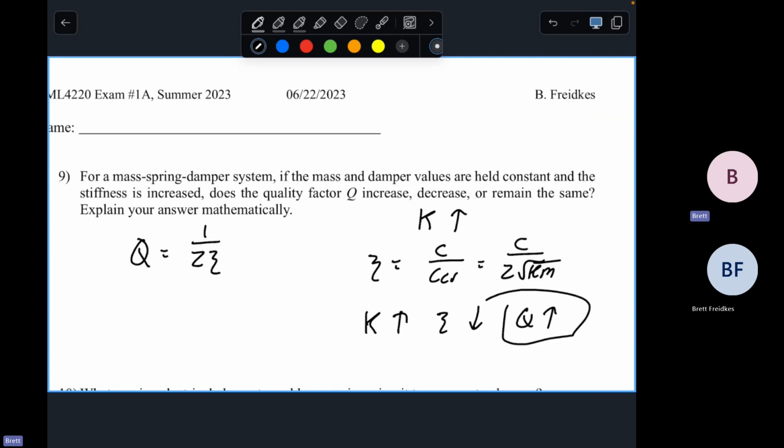Now, if you know the definition, what the variables are, this shouldn't be a difficult problem, right? Some people on the last test confused what damping coefficient and damping ratio are. That's a mistake you should not make. Because a lot of times the questions I ask are kind of conceptual. You have to know what is what in order to solve the problem.